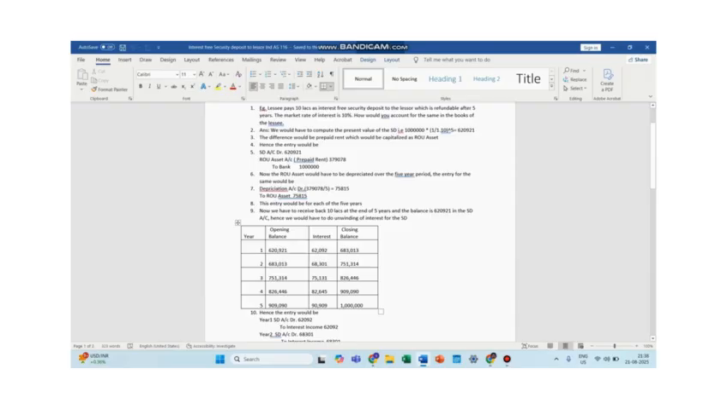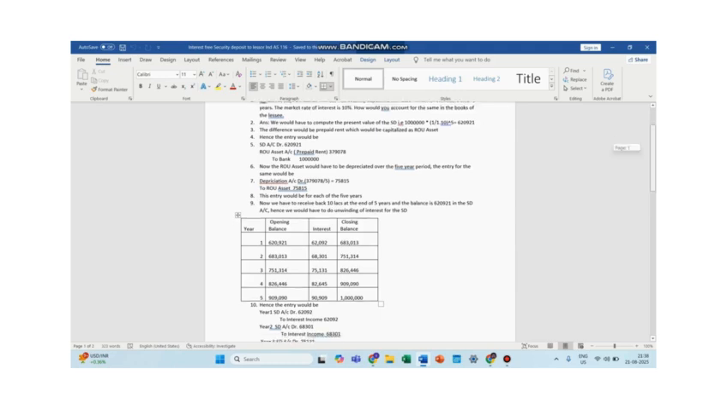826446 would be the opening balance for the fourth year. 82645 would be the interest amount. 909090 would be the closing balance. 909090 would be the opening balance for the fifth year. 90909 would be the interest amount, and 10 lakhs would be the closing balance. So this journey from 620921 to 10 lakhs would be through interest income. So how would this interest income be accounted for?